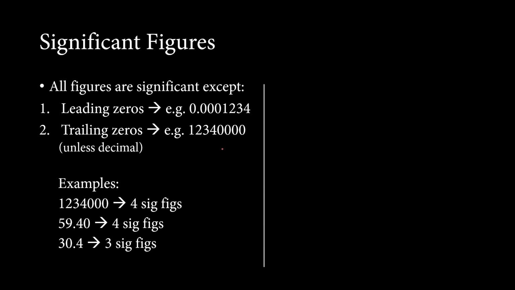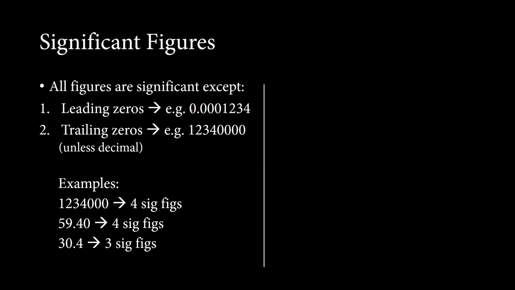So what exactly are significant figures? Well, significant figures are another way of scientists coming together to come up with a more consistent way of displaying and interpreting values. I want you to just know that all figures are significant except for leading zeros and trailing zeros. And there's an exception to trailing zeros. Every trailing zero that's behind the decimal is technically a significant figure.